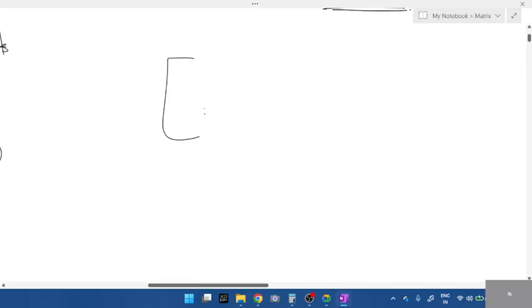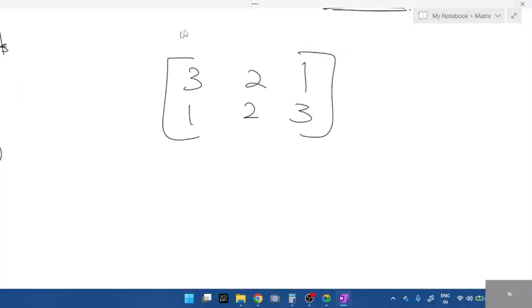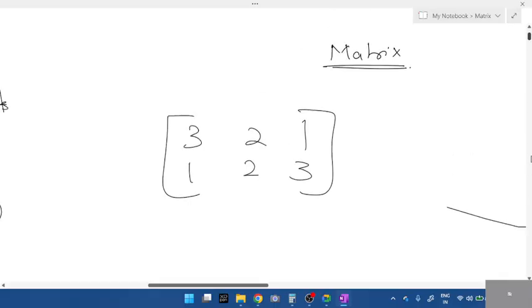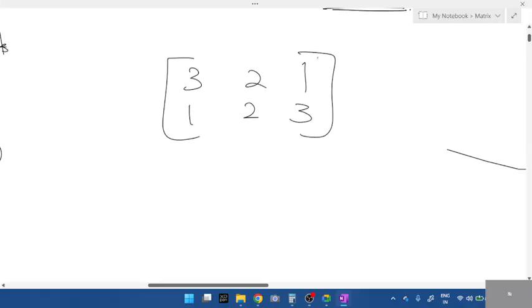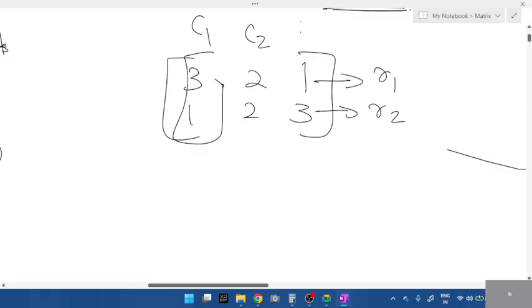If I write 3, 2, 1, 1, 2, 3. How many rows are there? Row is a flat line. Yeah, there are 2 rows. Concentrate students, simple concept. Amy, you're giving wrong answer. How many rows are there? Row 1 and row 2. How many columns are there? C1, C2, C3.